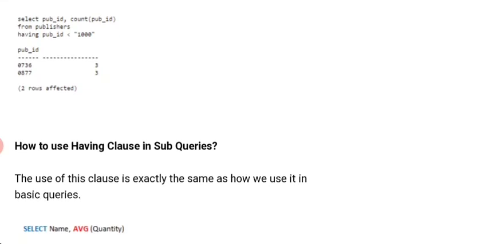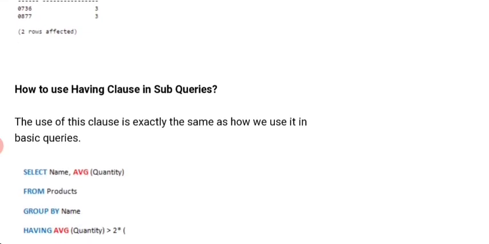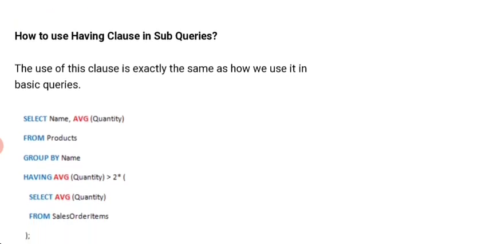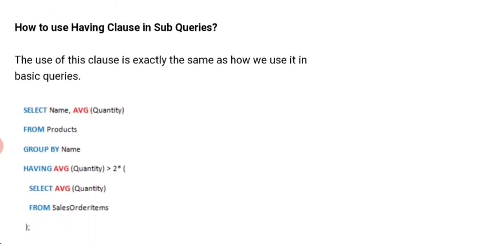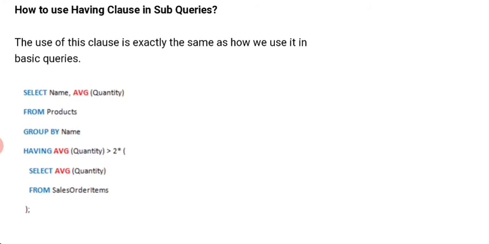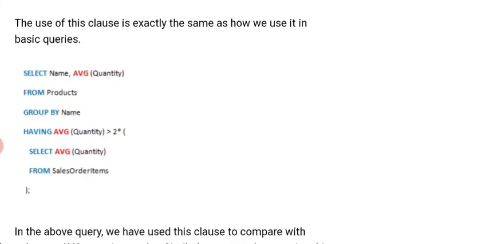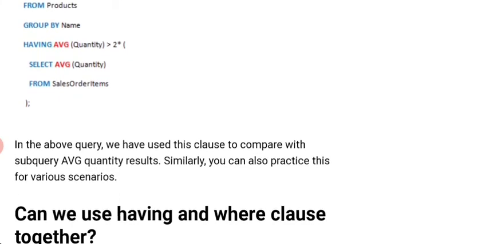So how to use the SQL HAVING clause in subqueries? You can use the SQL HAVING clause in subqueries when you want to compare average quantities, average sales, etc. You can write an inner query and an outer query as subqueries, and compare the results accordingly.